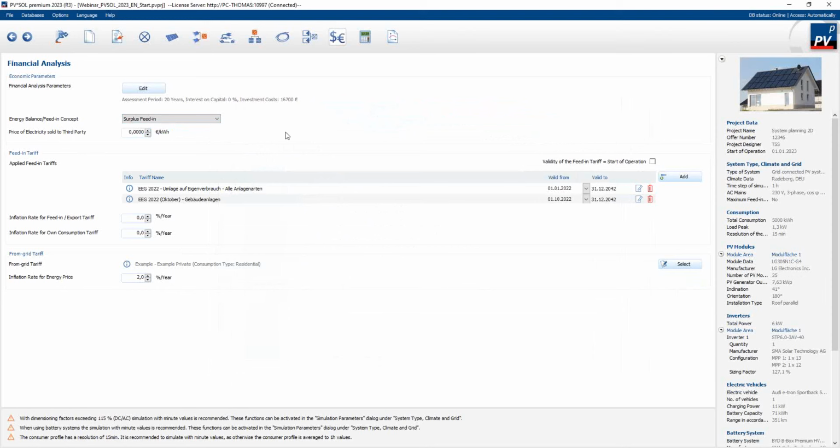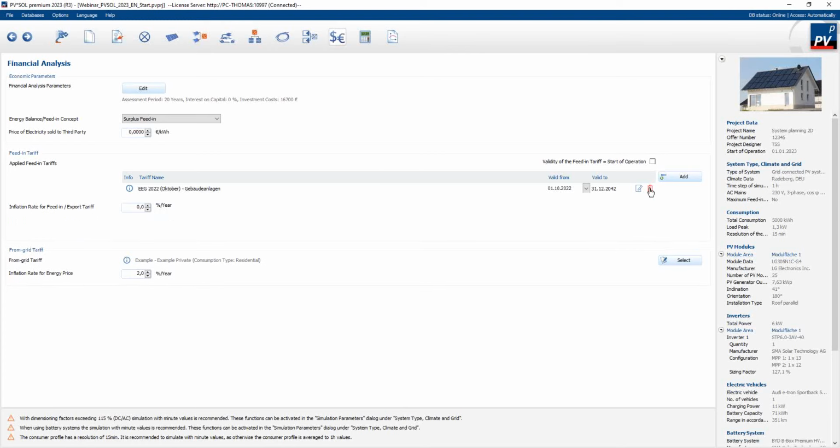And now we have two different incomes. One is we feed into the grid, and we have a feed-in tariff, and then we get some money for the energy we feed into the grid. And the other one is we save money because we use PV energy ourselves and pay less to the power company. Okay, for the feed-in tariff, we first have to select the feed-in tariff.